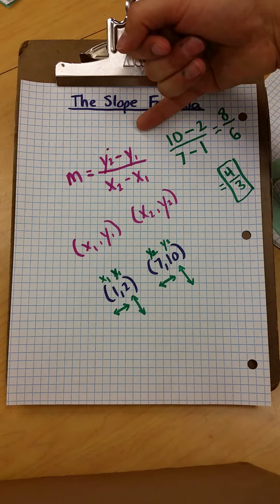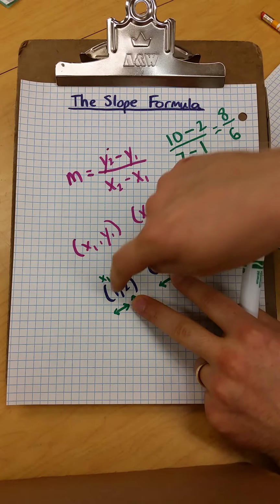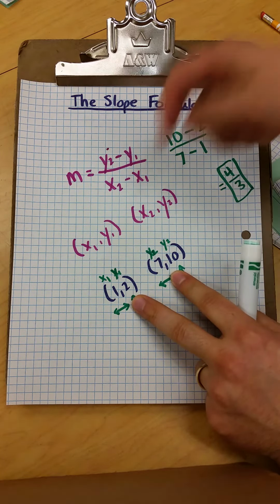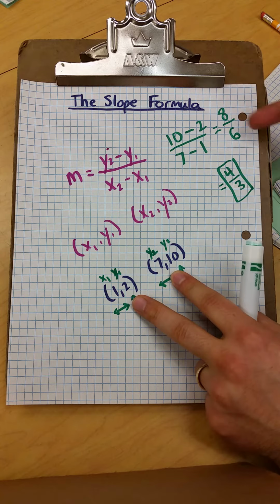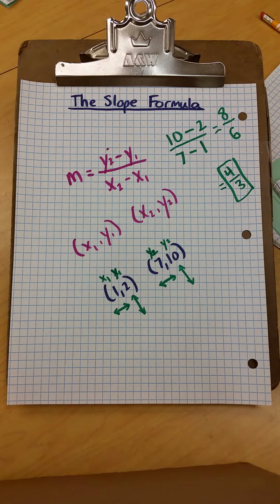So the slope formula takes 2 points and it plugs in the 4 coordinates like so, and you end up with a fraction, which is your rise over your run, which is your slope.